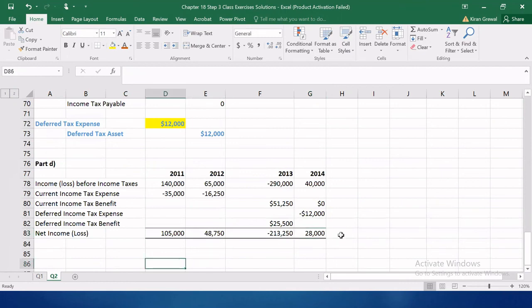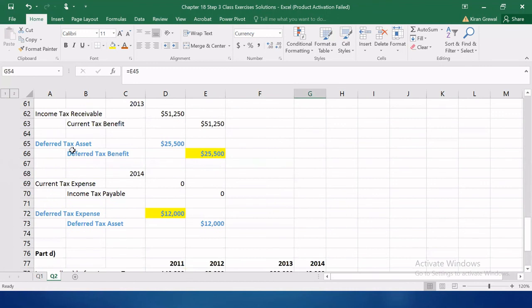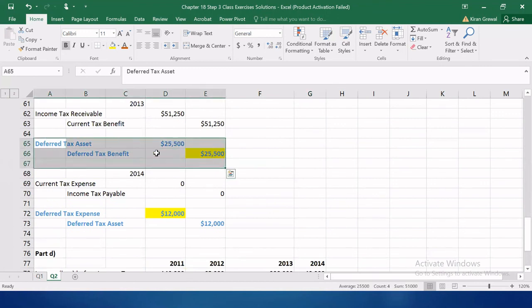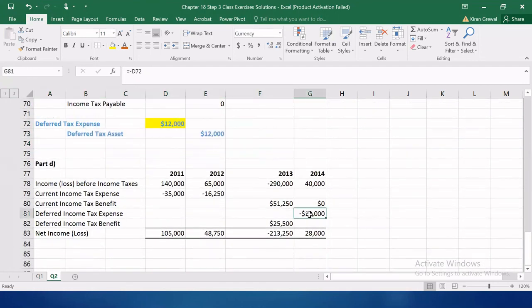So the only difference between Part C and Part B is that in Part B, we only recorded the one journal entry for 2013, and in 2014, we didn't record any journal entries. But in Part C, we had to record the deferred tax asset, and we had to get rid of some of the deferred tax asset. That's where these two come in.